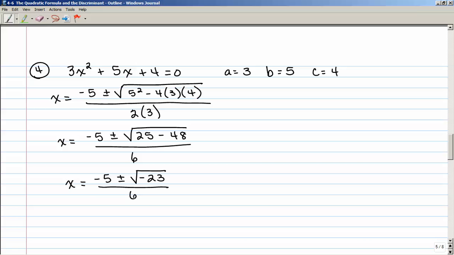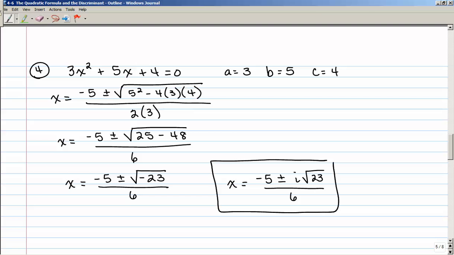So 23 cannot be simplified. So we'll write our final answer as x equals negative 5 plus or minus. Let's kind of pull out that square root of negative 1. Make that an i out front. Square root of 23 all over 6. So in this case, we actually have an imaginary answer. Our answer is a complex number because we had the square root of a negative 23.